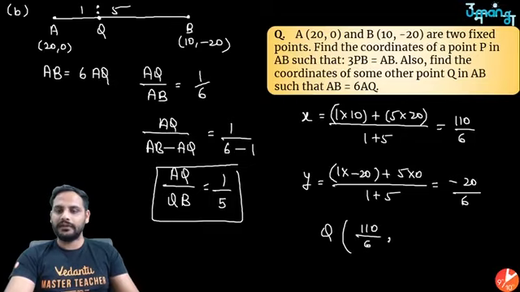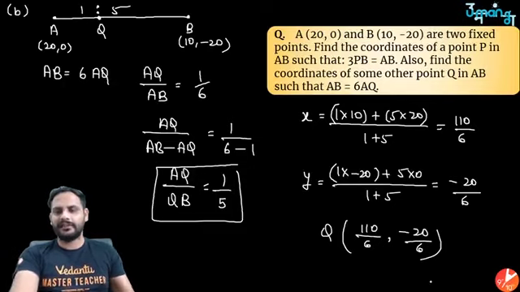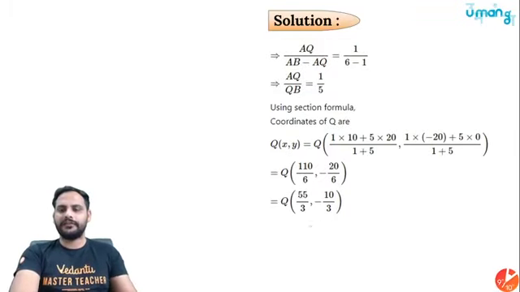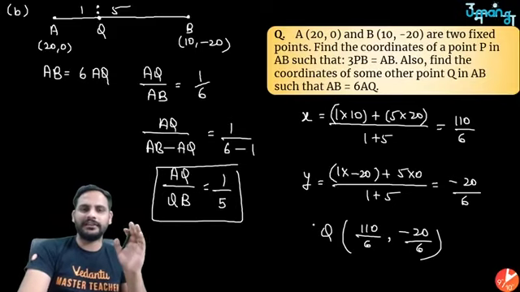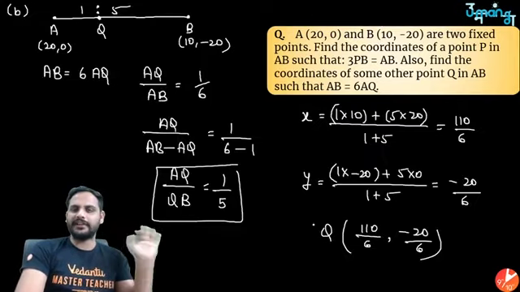So these will be your Q's coordinates. You can further simplify this. It will become 55 by 3 and minus 10 by 3. So that is the further answer, right? 55 by 3, minus 10 by 3. Simple simplification ahead. But this is just nothing but a question of section formula, nothing hi-fi.